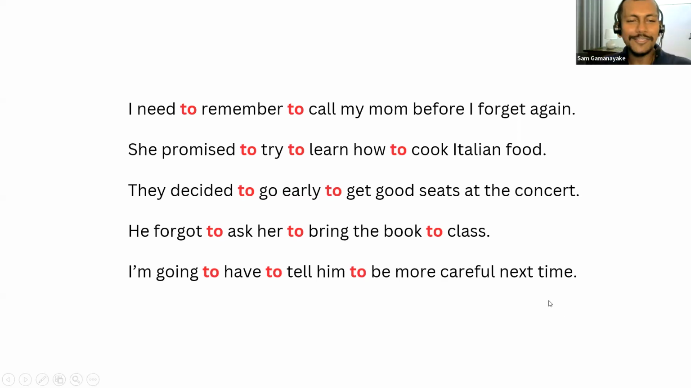Hey, John. John, would you like to read one of these sentences with the "to" being pronounced as "ta"? Sure, sure. Which one should I read? I don't know. You can pick any one. Okay, first, I need to remember to call my mom before I forget again. Absolutely. Forget what, John? Pardon? Forget what? What are you going to forget? To call my mom before I forget again.